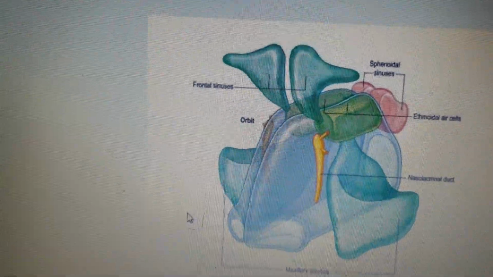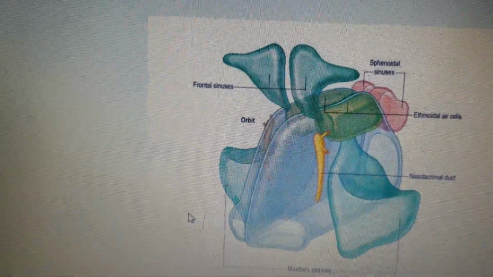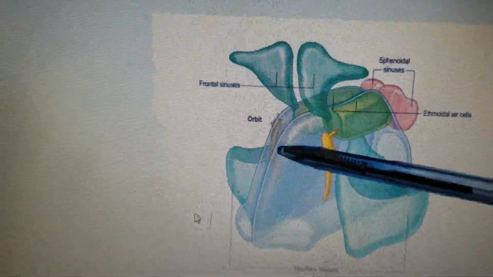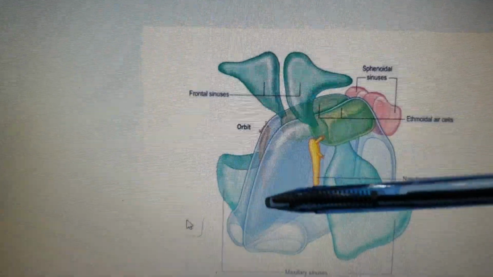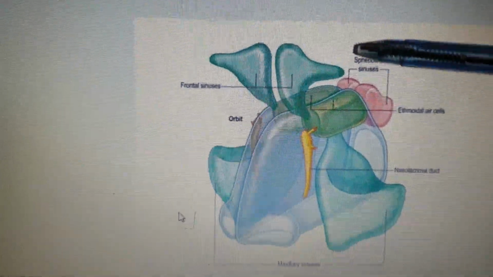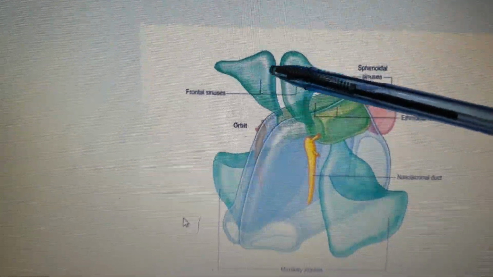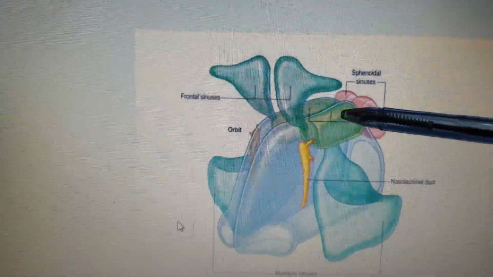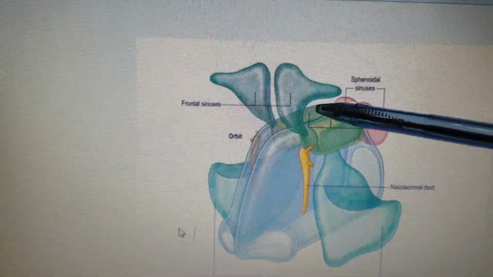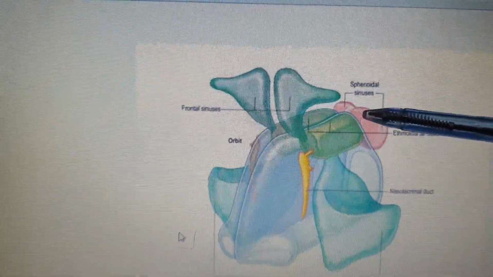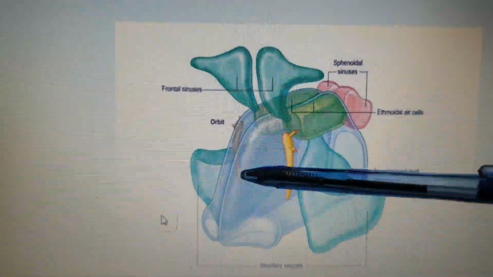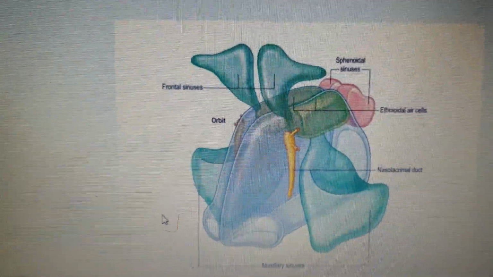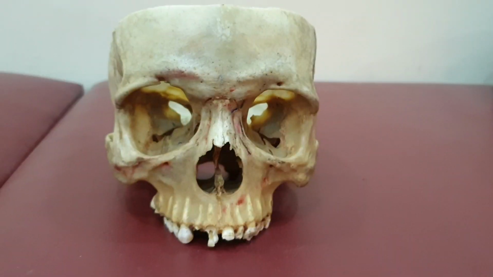Now there are four pairs of paranasal sinuses. In this diagram you can see this is the nose, and all the paranasal sinuses are related to the nasal cavity. So there is a pair of frontal air sinuses, then a pair of ethmoidal air sinuses, then a pair of sphenoidal air sinuses, and a pair of maxillary sinuses. We will discuss all these sinuses one by one in detail.